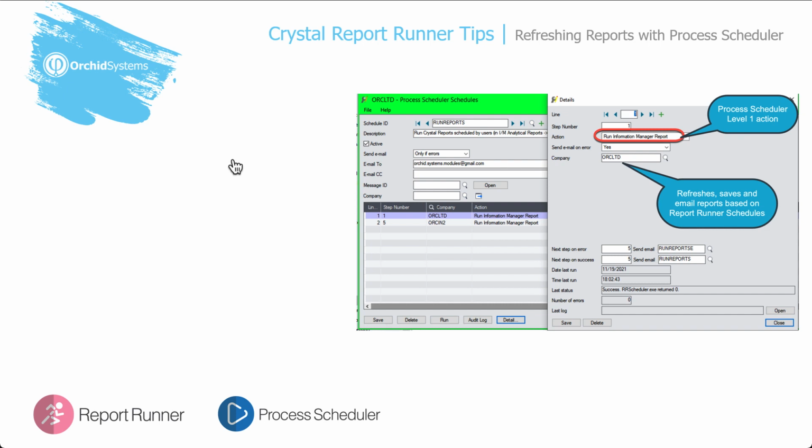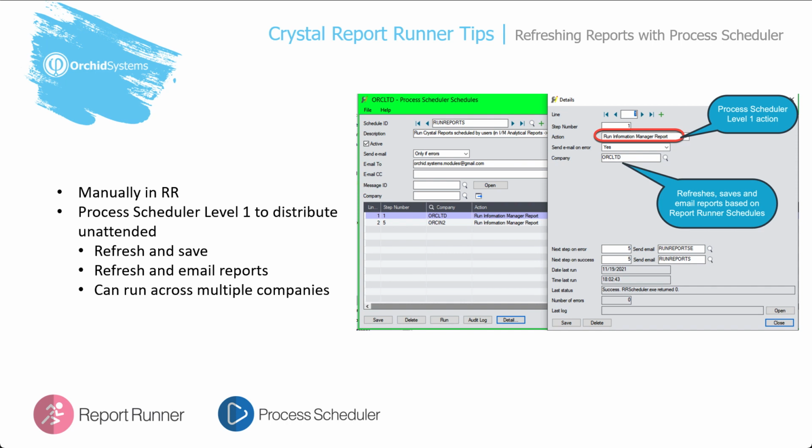Next question is, how can I refresh reports with Process Scheduler Level 1? I choose the action called Run Information Manager Report, which is Level 1. Select the company that I'm going to be running the report in, and that is all. With Process Scheduler for Crystal reports, you cannot select the group of reports that you're running. Process Scheduler will refresh all the reports that have been selected as scheduled and where the next run date is in the past.